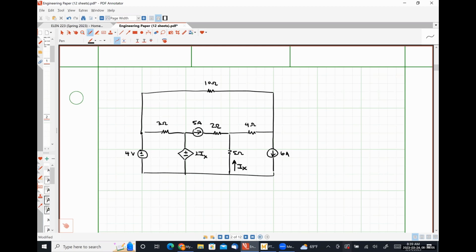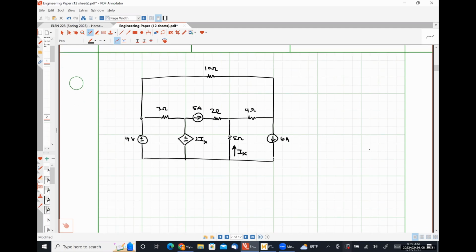When we were doing nodal analysis, anytime we had a voltage source, we needed a voltage relationship equation. When we are doing mesh analysis, anytime we have a current source, we are going to need a current relationship equation. Okay. So our first few steps are going to be exactly the same.